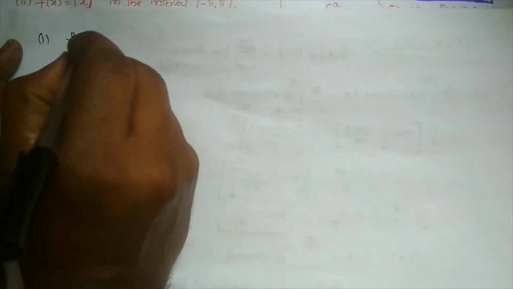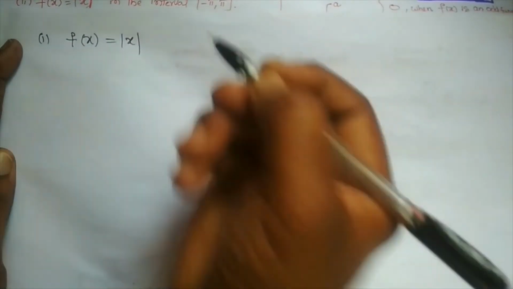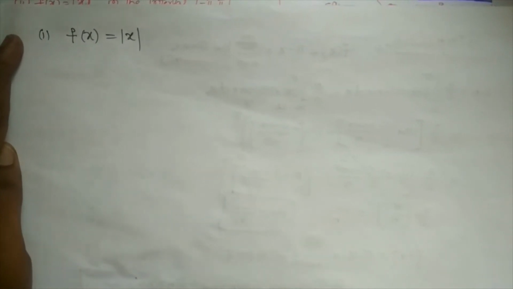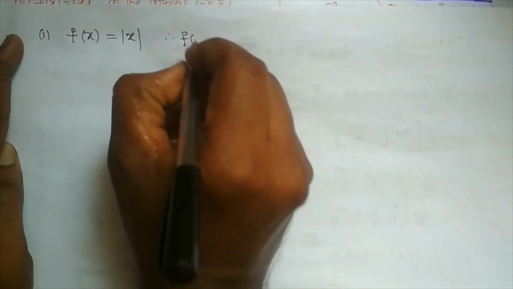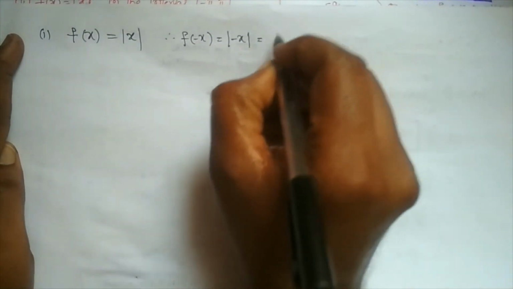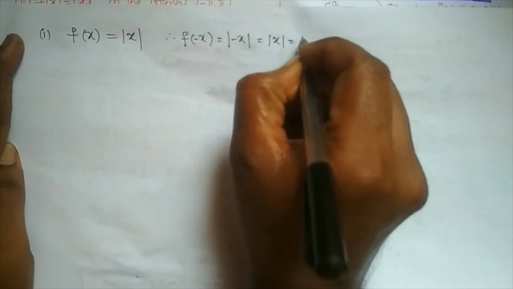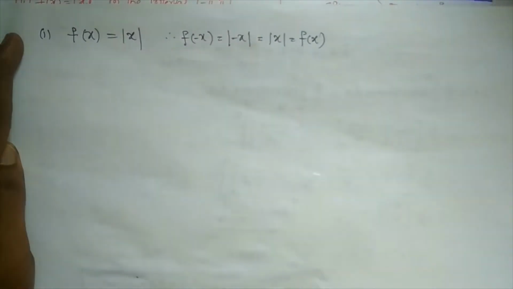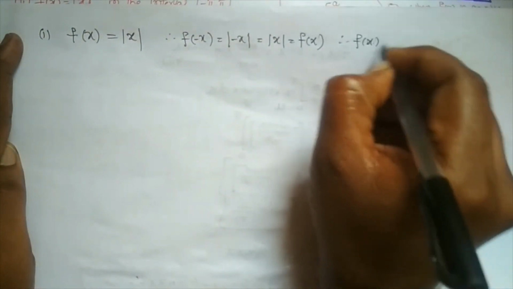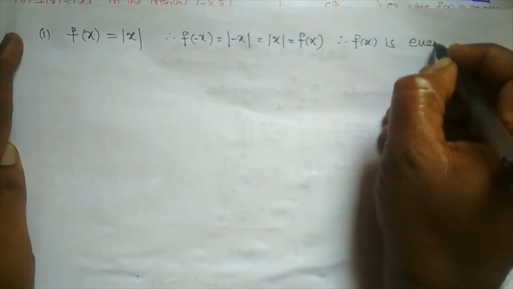Now I am going to take another problem, that is f of x is equal to mod x. Let us verify whether the given function is even or odd. Since f of minus x is equal to mod of minus x, which is equal to mod x, which is equal to f of x, the given function is an even function. Therefore f of x is an even function.